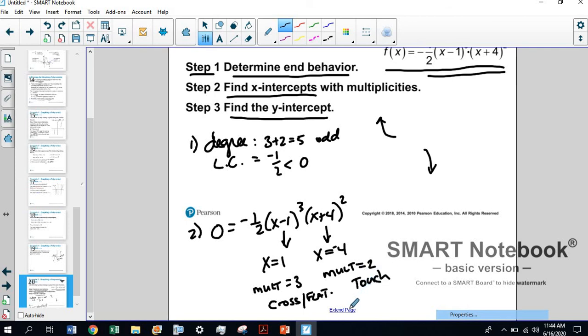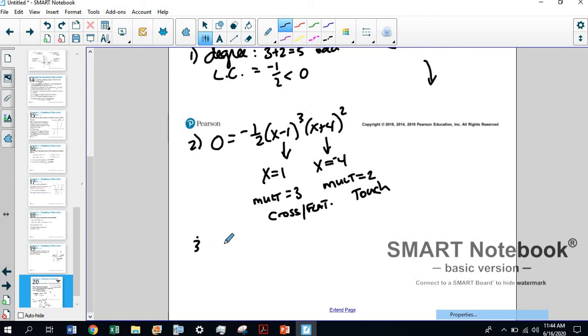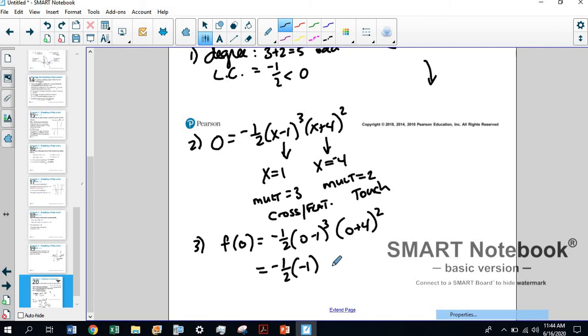All right, how about step 3? Step 3 is to plug in 0. So we get negative 1/2 times 0 minus 1 cubed, times 0 plus 4 squared. We get negative 1/2 times negative 1 times positive 16. 4 squared is 16. And so we get positive 8. So the y-intercept is 0, 8.